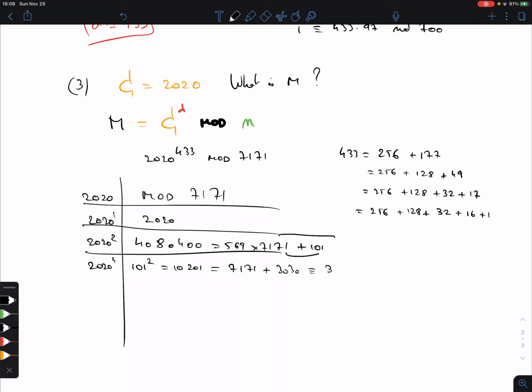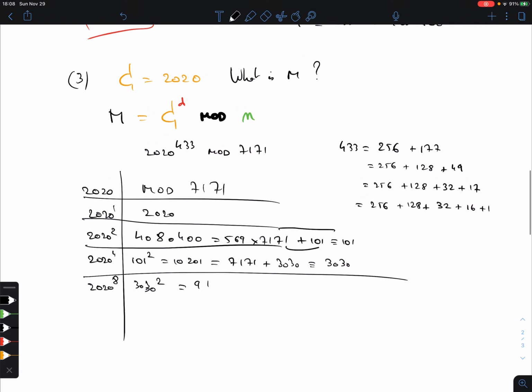So this is just 3030. So this was 101, right? Okay, let's square again. 2020 to the power 8 is the same as 3030 squared. Okay, 3030 squared. That is 9180900.